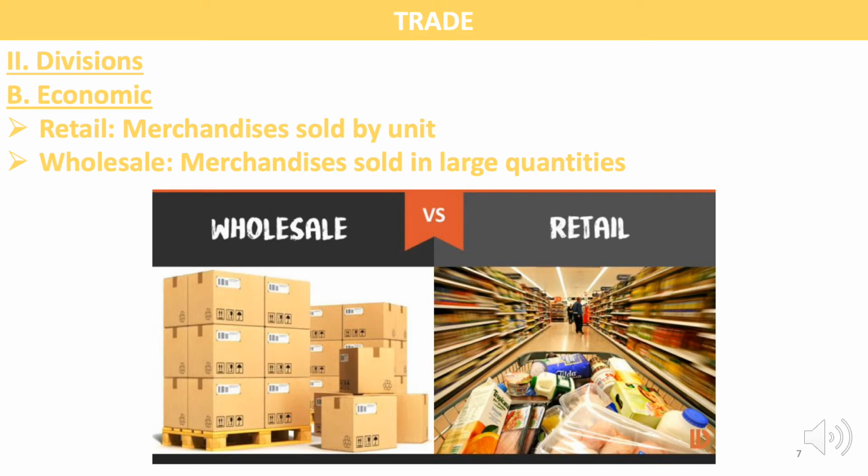Second division is the economic division. We can differentiate between retail and wholesale. The retail is when the merchandises are sold by unit, whereas the wholesale is when the merchandises are sold in large quantities. Usually consumers buy from retailers and retailers buy from wholesalers, whereas the wholesalers buy from producers.